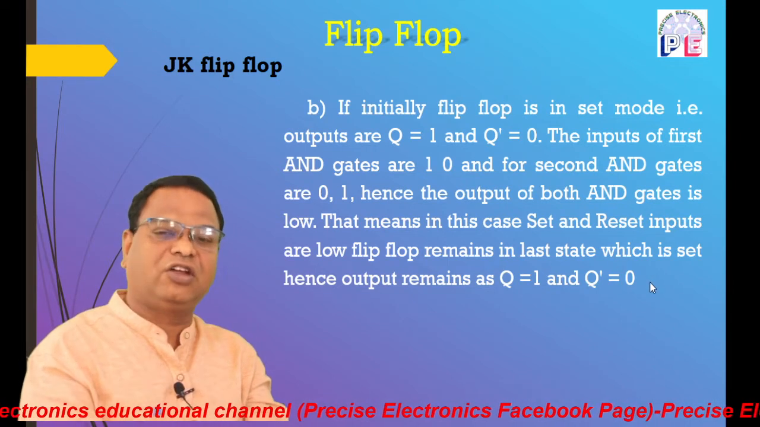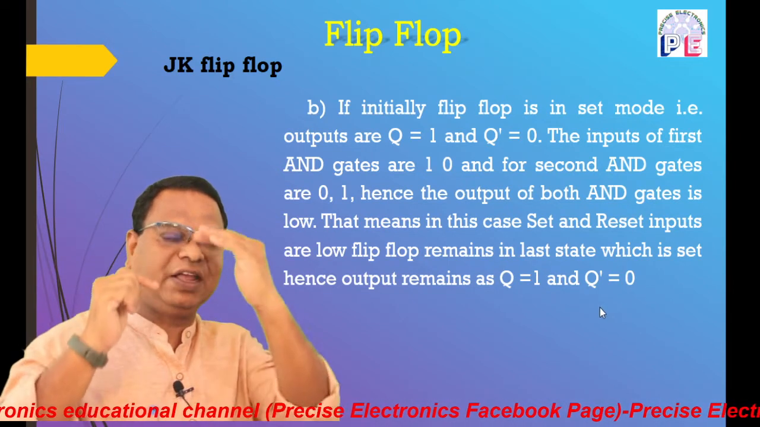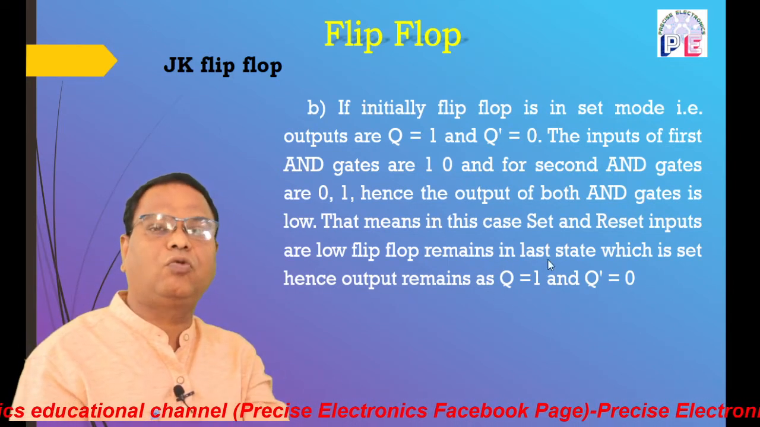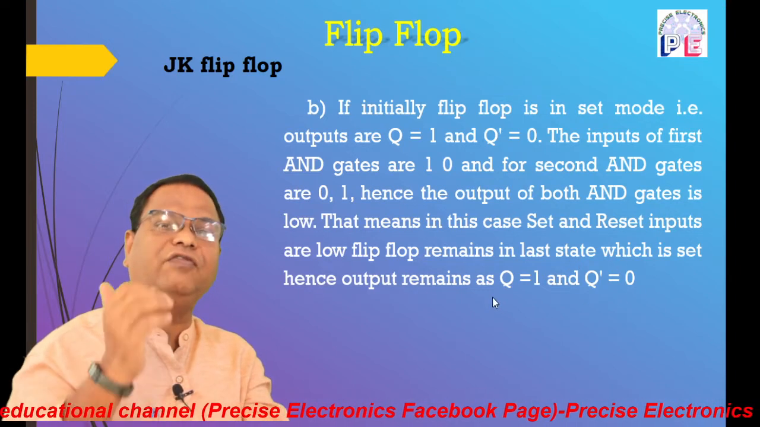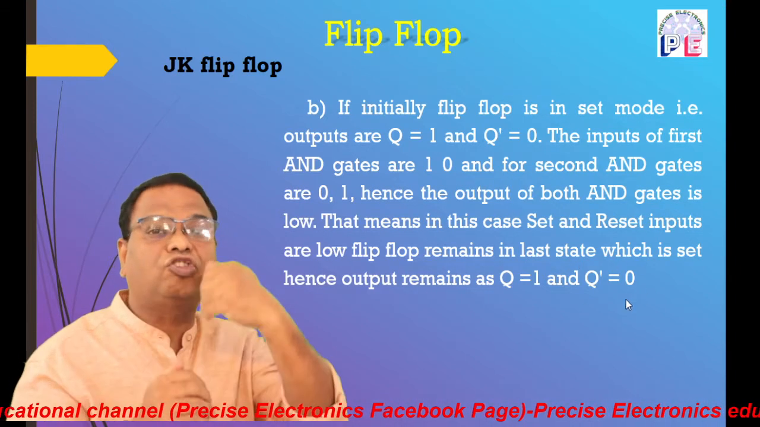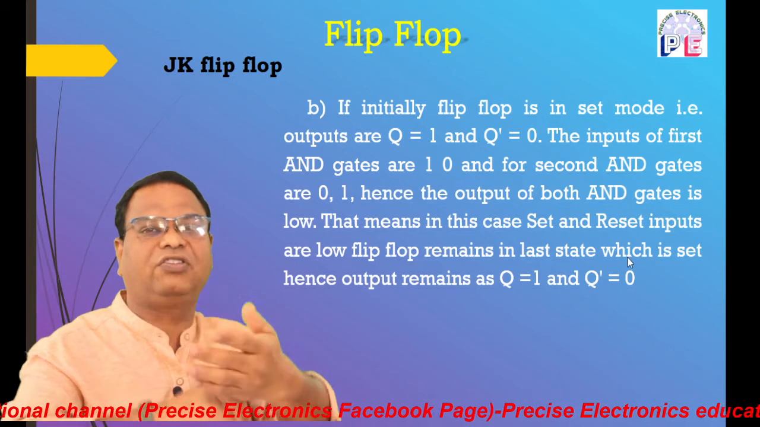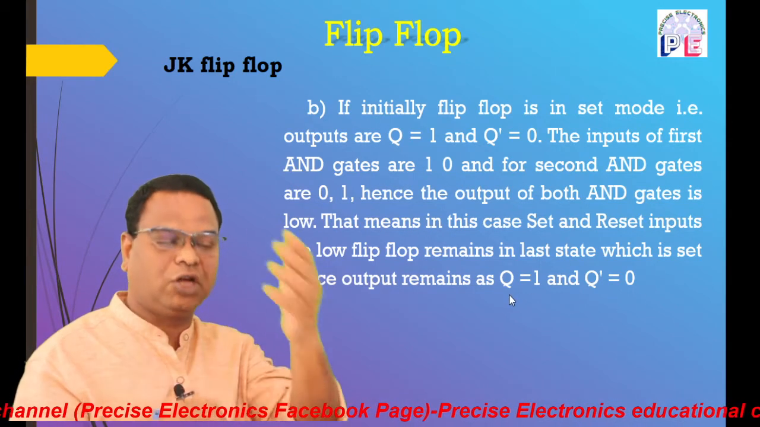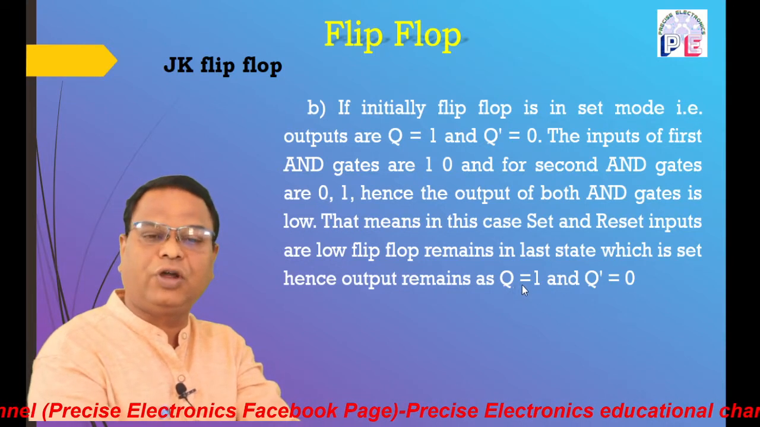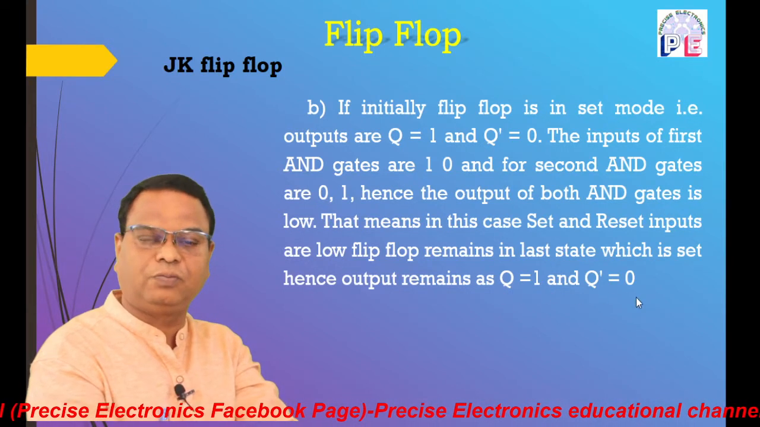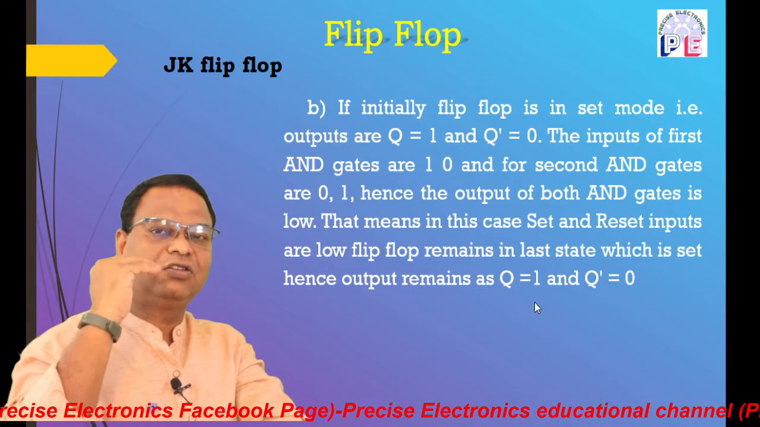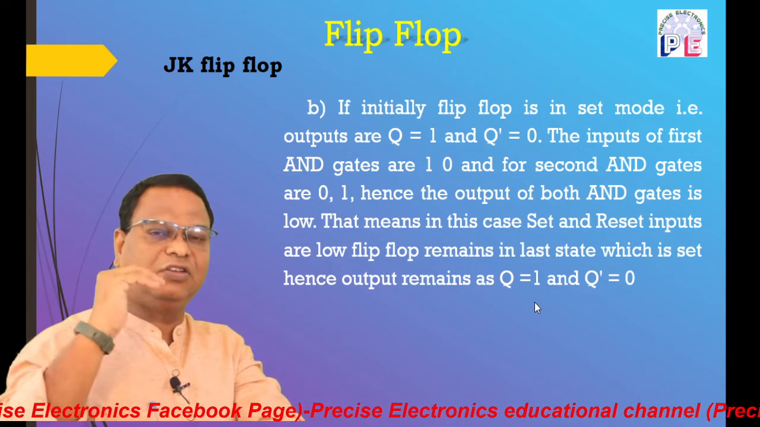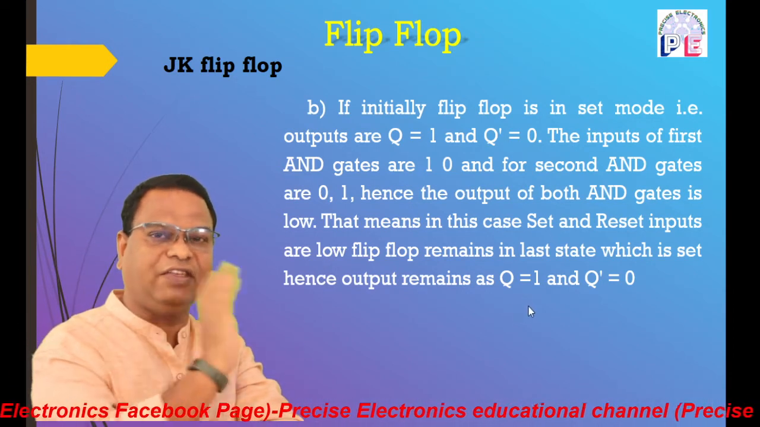So from this we can conclude that when J input is 1 and K input is low, the flip-flop goes into set mode, or if it is in reset mode, the transition of state occurs and the flip-flop enters the same mode. That is, J is 1, K is 0, the output is Q equal to 1, Q complement is 0. That is the third possibility.